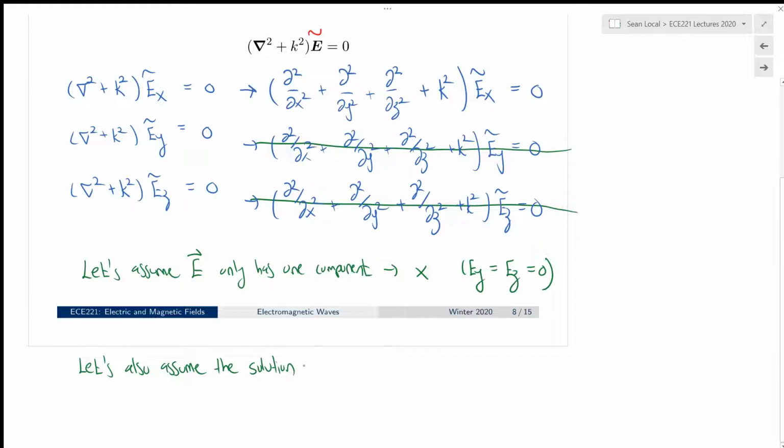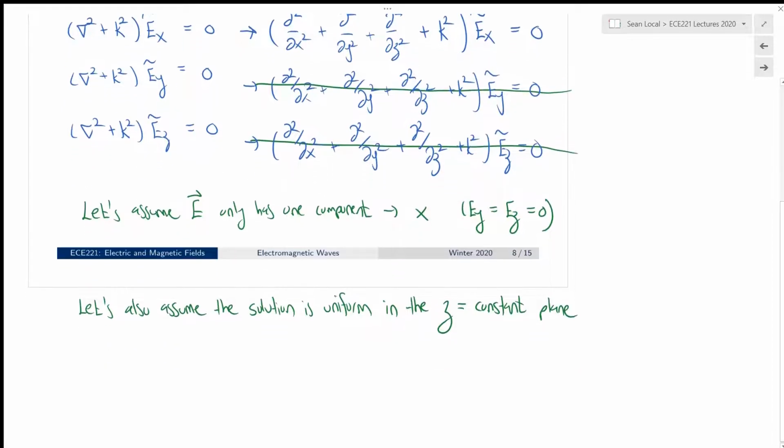So the solution is uniform in the Z equals constant plane. So what does that mean? That means that in any plane that's parallel to the XY axis, the electric field solution, EX tilde in this case, is uniform. That is, it does not change with X or Y, right? Because it is supposed to be constant in a plane that's parallel to the XY plane.